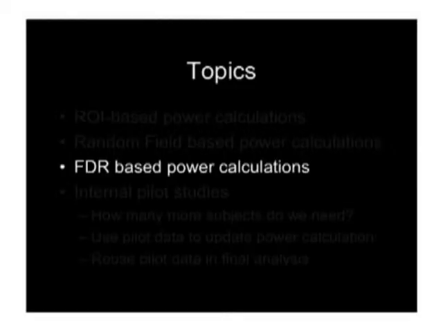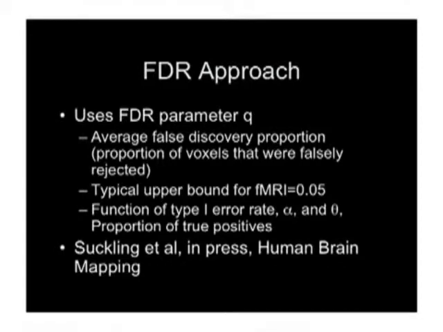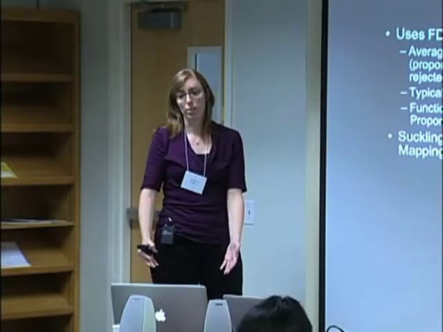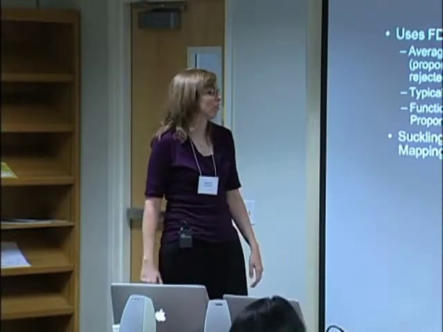Okay, next is a false discovery rate based power calculation, which is another whole brain approach. It doesn't use alpha. Instead, it uses the false discovery rate parameter Q, which is the average false discovery proportion, or the proportion of voxels that were falsely rejected. This is different from family-wise error rate, because family-wise error rate controls the probability of having any false positive. Now we're just looking at the voxels that were rejected and the proportion of those that were falsely rejected.